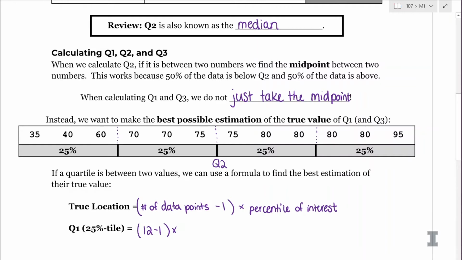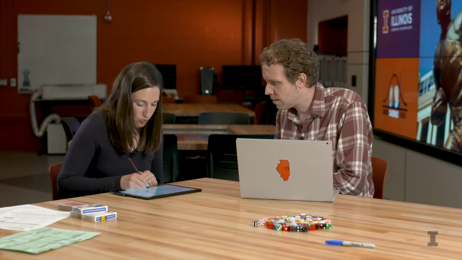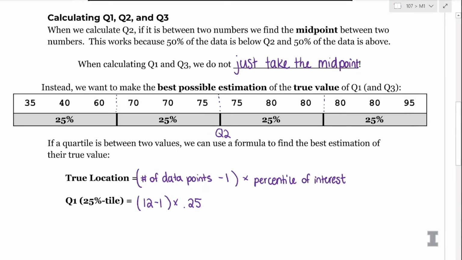So should I put that as 25, or do we want to use a different number? We can use 25%, but as a fraction, it's going to make a lot more sense, so we don't have that percent sign laying around. So that's just going to be 0.25. And what do we get for the true location of this value? The true location index is 2.75. All right, so that is the true location of where this number actually is.